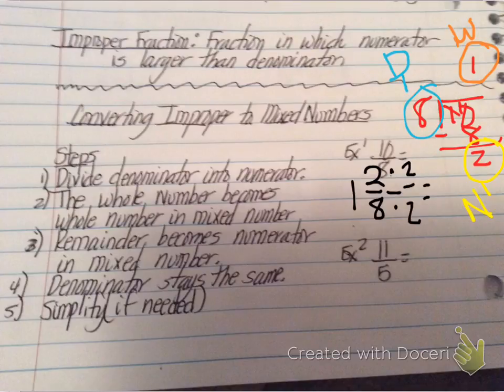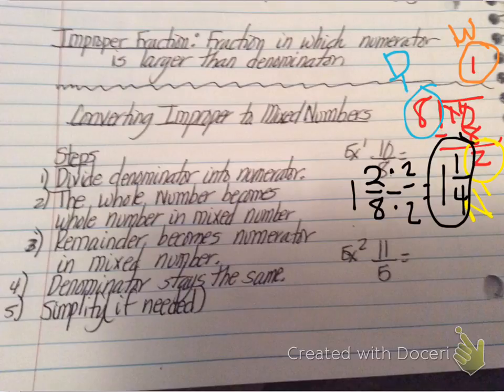The whole number is going to stay the whole number. I did not bother that. That's going to stay 1. Now 2 divided by 2 will give me 1, and then 8 divided by 2 gives me 4. So my final solution to that problem is 1 and 1/4.